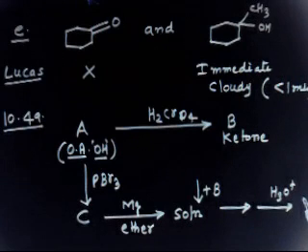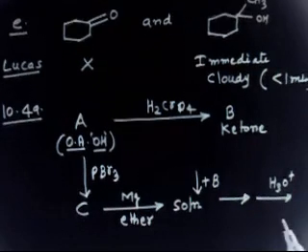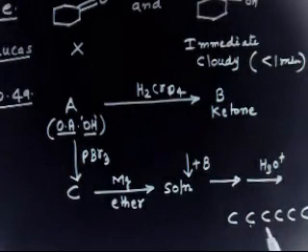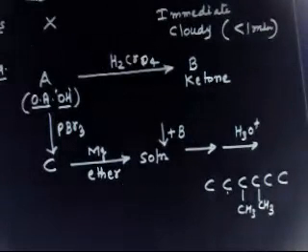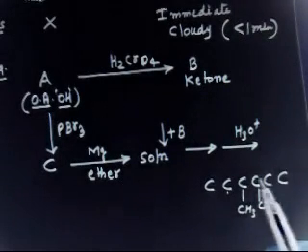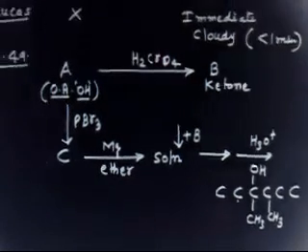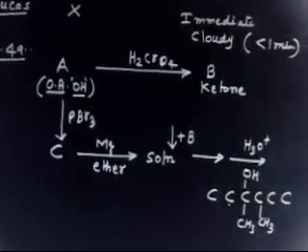The product we are getting contains 3,4-dimethyl-3-hexanol. So 1, 2, 3, 4, 5, 6: you have 3,4-dimethyl and you have 3-hexanol. I think you have copied this one. So this is the structure. You have to draw the structure of A, B, C, D.